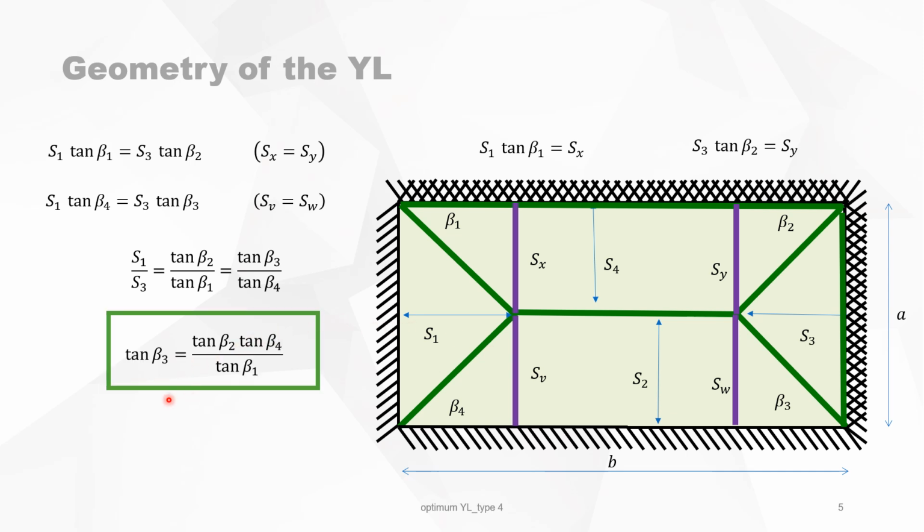And we can now write one parameter in function of the others. So instead of 4 unknowns, you only have 3 unknowns. It doesn't matter whether you use beta 3 or beta 1 or beta 4. But you must obey this relationship to obtain a physically possible, realistic yield line pattern.